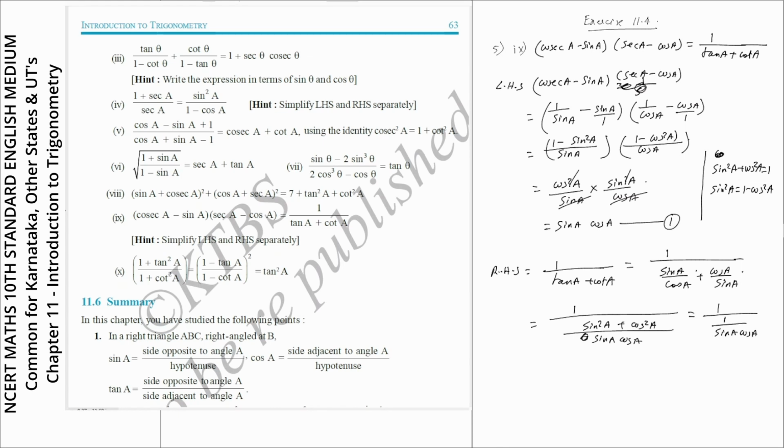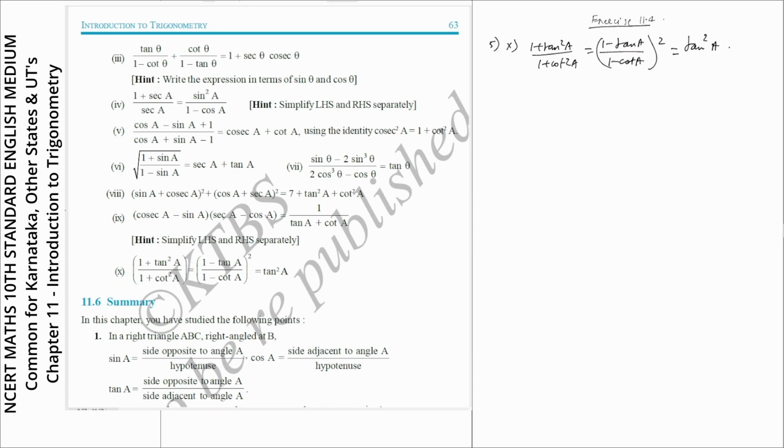So in the numerator 1 is there. 1 means it is 1 by 1. So 1 by 1 into denominator I'll take to the numerator. So sin A cos A will come in the numerator and 1 will come to the denominator. So 1 into sin A cos A is sin A cos A. 1 into 1 is 1. So this is equal to sin A cos A. So 1 is same as 2. Therefore LHS is equal to RHS.